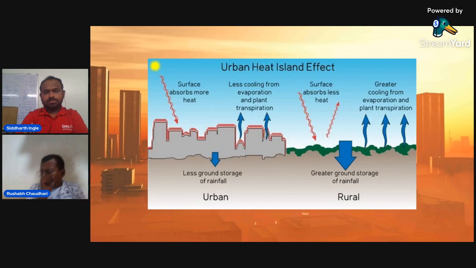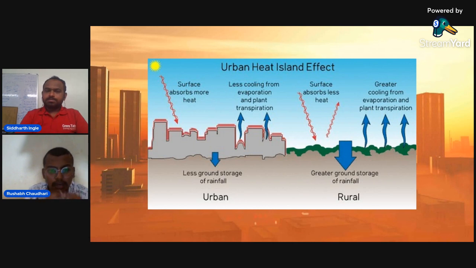The most important thing green roof advocates talk about is the urban heat island effect. Cities act as concrete jungles, and materials like concrete absorb and retain heat, which increases the temperature and creates a heat island effect. The complete city becomes like a hot pan.